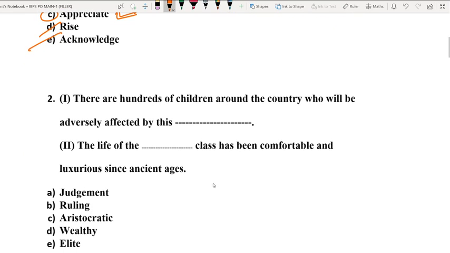We are going to apply the same strategies as I told you a few minutes back. We are not going to look at the options. We assume that there are no options provided. So now let us quickly read the sentence and see how many clauses are there. As you can see, there are hundreds of children around the country who will be adversely affected by this dash. As you can see, this is an adjective. So here, without any second thought, we need a noun. A noun should be placed in the first blank.